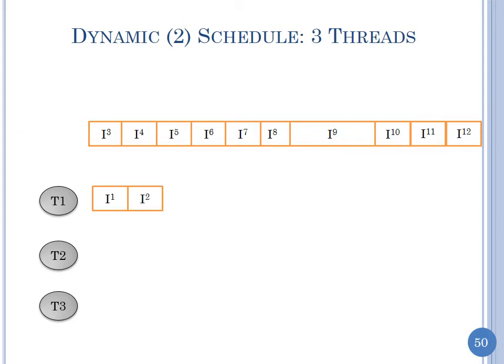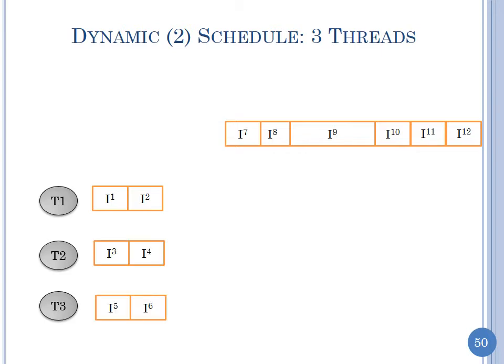I1 and I2. So we're going to try to show what may go wrong with dynamic. Why do we need even more dynamic than dynamic? So I1 and I2 are assigned here, I3, I4 assigned here, I5, I6 assigned here. We've got 3 threads here now. I7 and I8 assigned here.